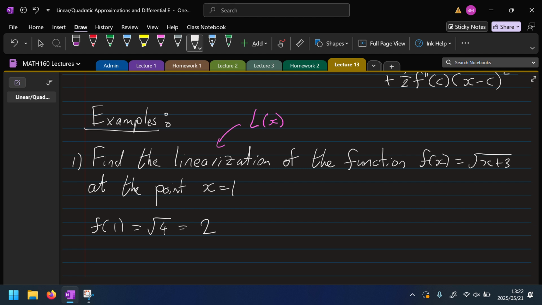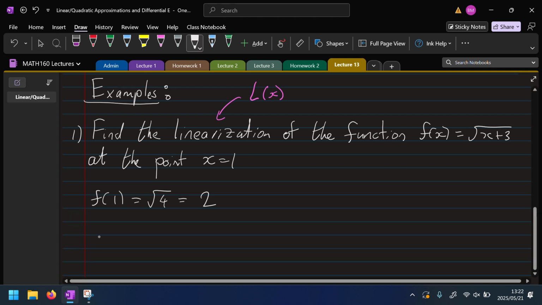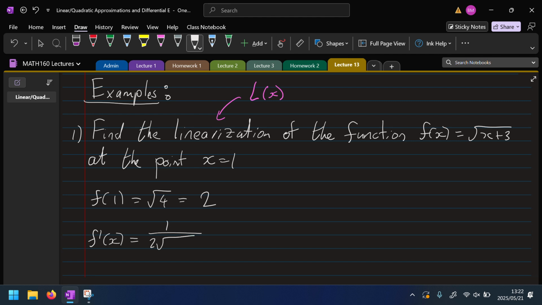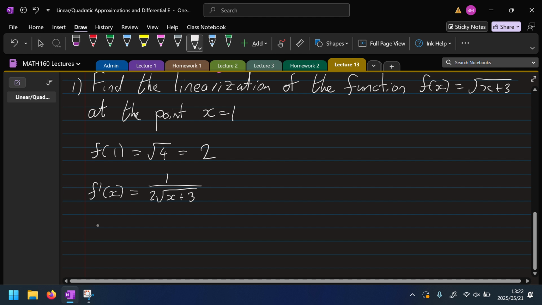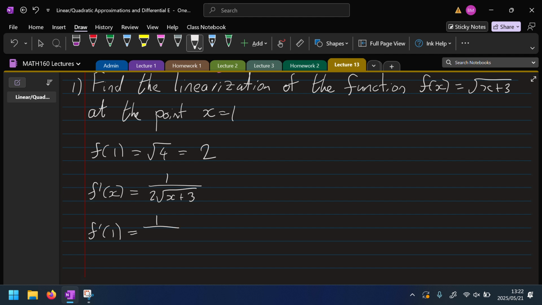Now we need the first derivative at 1. So the first derivative, we can work that out. That's going to be 1 over 2 root x plus 3. Okay, so that's just the general first derivative. Now we want this specifically at x equals 1. So f prime at 1, that will be 1 over 2 times 2, so 1 over 4. Okay, and that's all we need for the linear approximation: the function value at c and the first derivative at c.